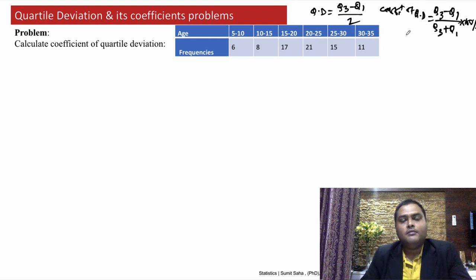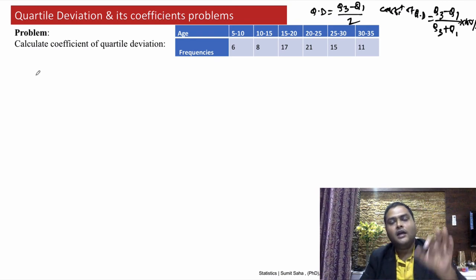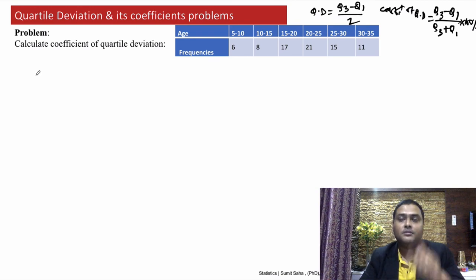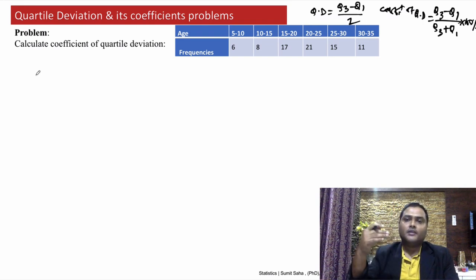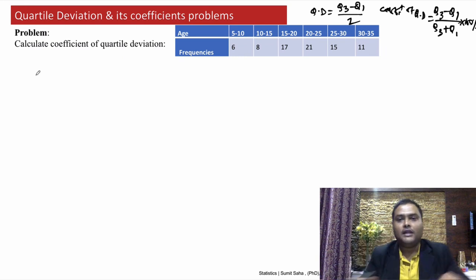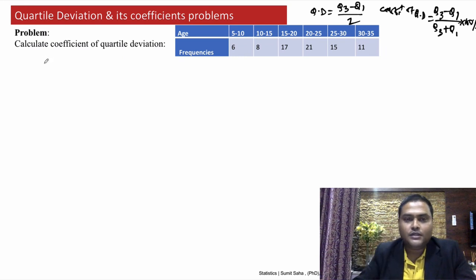The problem is: calculate the coefficient of quartile deviation of the given continuous class interval data. Here the quartiles are Q1, Q2 and Q3, and we are more concerned about Q1 and Q3. So we need to find the cumulative frequency, because the Q1 formula was L1 plus (L2 minus L1) divided by F, multiplied by (N by 4 minus PCF). PCF is the previous class cumulative frequency. So we need to calculate the cumulative frequency. Let us do that together.